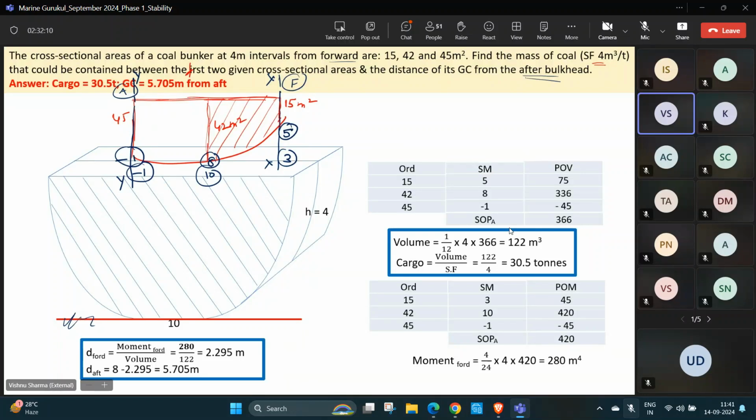Let me know once you're satisfied and you have understood this question well and you have done it and you are satisfied. Guys, is question number 17 clear? 17.